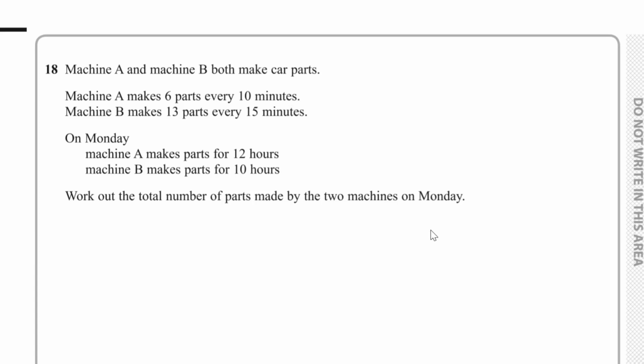So what we can do over here is split this question up. So let's split it up as Machine A and Machine B. Now, so far, we know from the question that we have 6 parts every 10 minutes. And we can use this information to find out the total number of parts made in 12 hours for Machine A. So the way we can do this is, if I know how many parts are made in 1 hour, I can multiply that by 12 to find out how many parts are made in 12 hours.